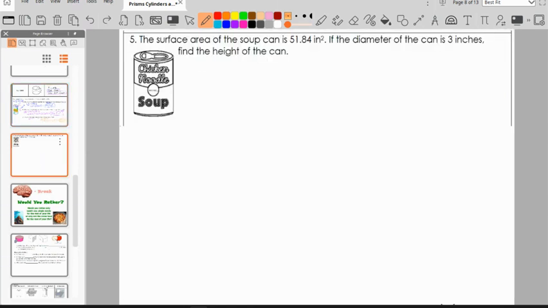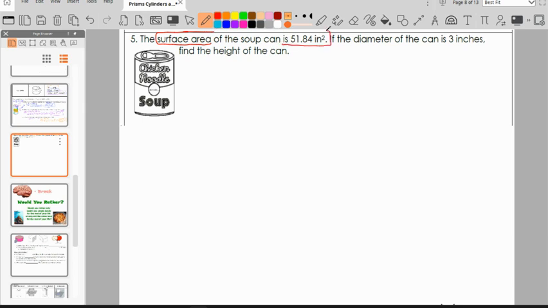All right, one more cylinder problem. We want to look at the soup can. It says the surface area of the soup can. Pay attention to what kind of area it is, because that's going to affect the formula. The surface area of the soup can is 51.84 inches squared. The diameter of the can is 3 inches.